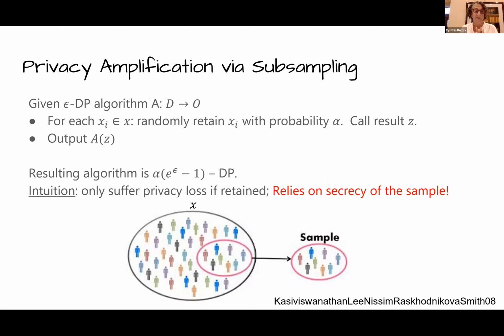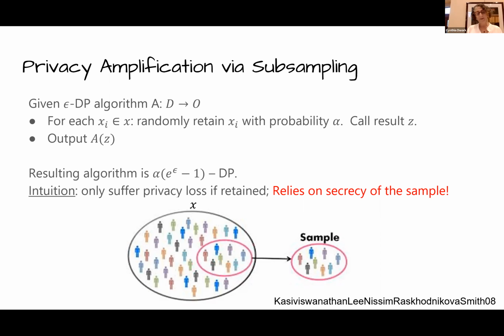Then the theorem says that the resulting algorithm is, well, this funny looking bound. When epsilon is small, this is essentially 2 alpha epsilon, or is bounded by 2 alpha epsilon. So the resulting algorithm is alpha times e to the epsilon minus 1 differentially private. And the intuition for why this is true is that an individual only actually suffers a privacy loss in this execution if their data are retained. If the data are thrown out, then of course nothing is going to be leaked about them.